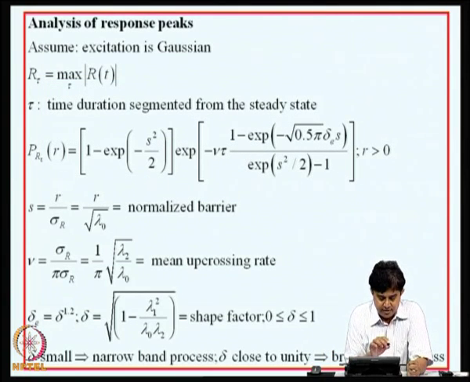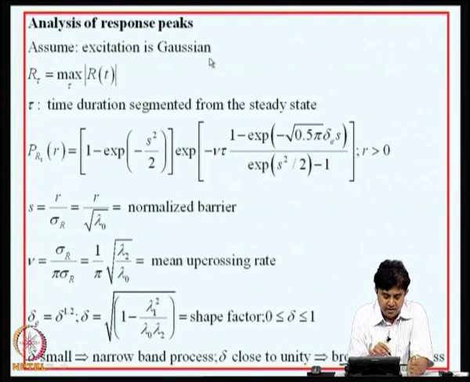Now, let us consider the problem of analyzing the response peaks. Now we bring in the assumption that the excitation process is Gaussian, and I am interested in R_tau, which is the maximum value of the absolute value of R(t) over a duration tau, and this tau is the time duration segmented from the steady state. It is not from 0 to tau, but it is a segment of length tau in the steady state.